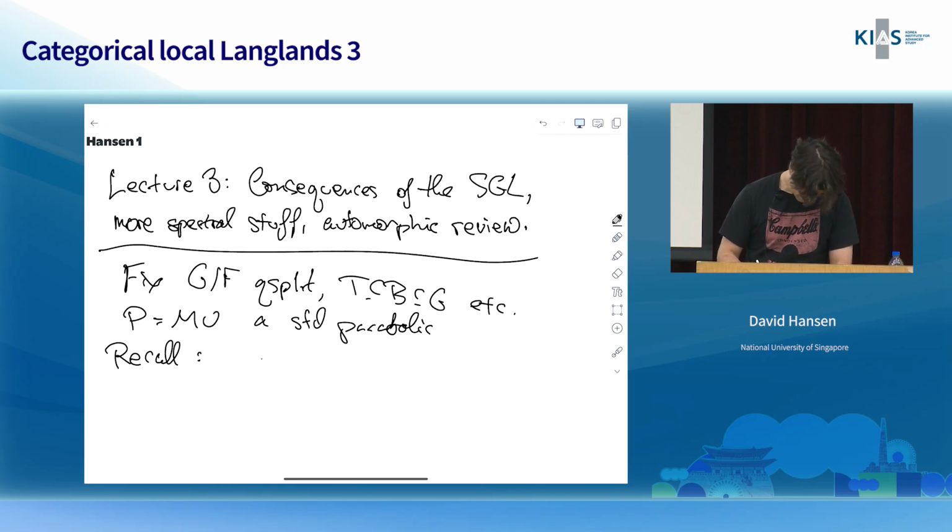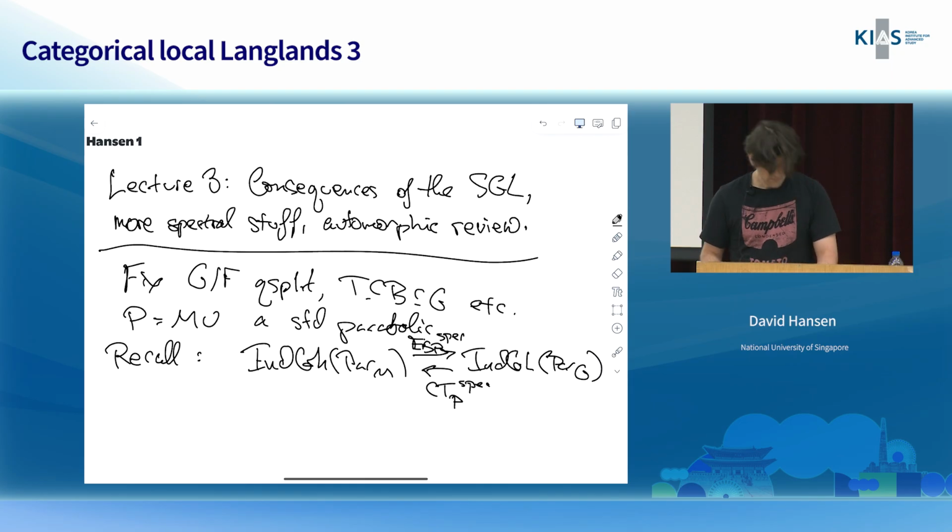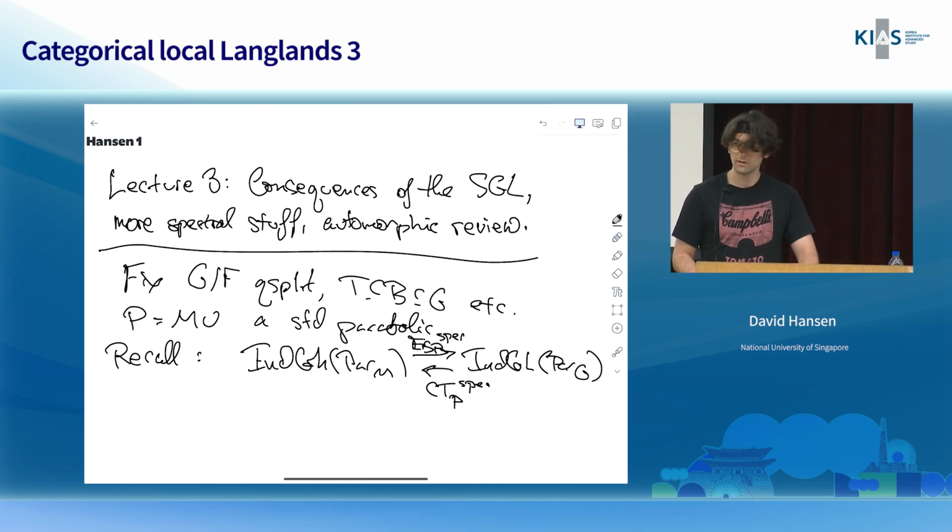that we had these two functors, which go between Ind-Coh of the parameter stack for the Levi and Ind-Coh of the parameter stack for G. The one going this way is denoted Is P spec, and the one going this way is denoted CT P spec. Lucas defined these, and these are an adjoint pair. Is is left adjoint to this CT.